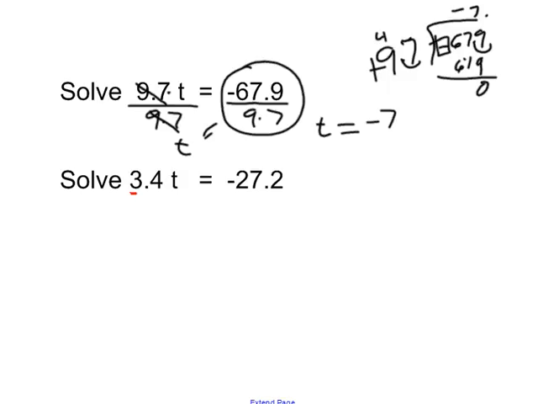Similar problem. I'm going to carry on and do the same thing. I'm going to divide both sides by 3.4 because I want to isolate the t, getting those 3.4s to cancel. So t is equal to a negative 27.2 over 3.4. I actually do the division.